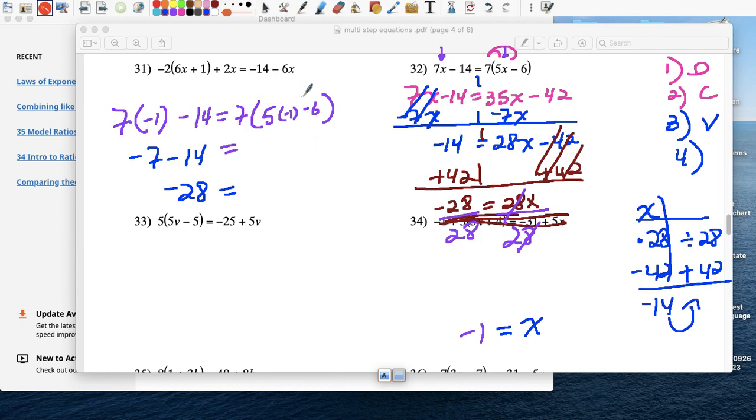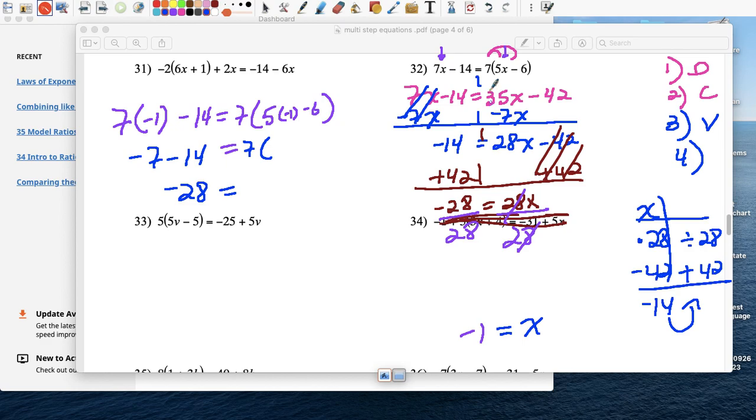5 times negative 1 is negative 5. Uh-oh. Something is wrong. Hang on. Did I copy this wrong? 5 times 1 is negative 5. Negative 5 minus 6 is negative 11. Sorry. Where did I go wrong? Sorry. Oh, that's okay. So that was... Oh.